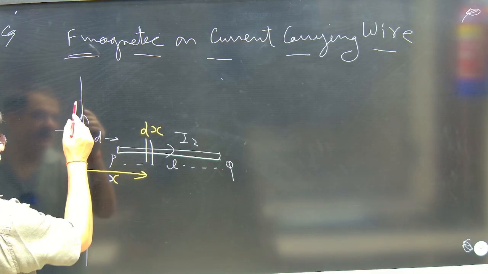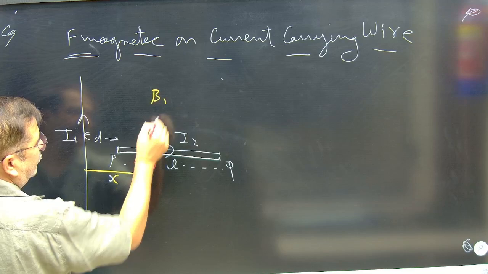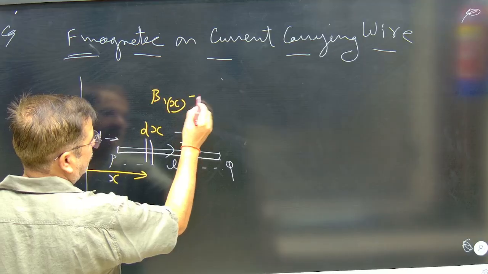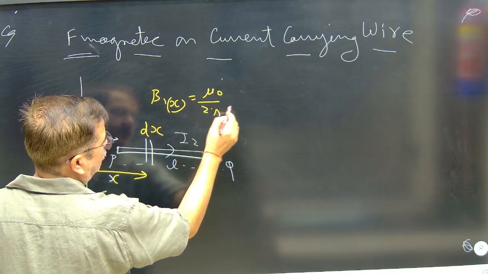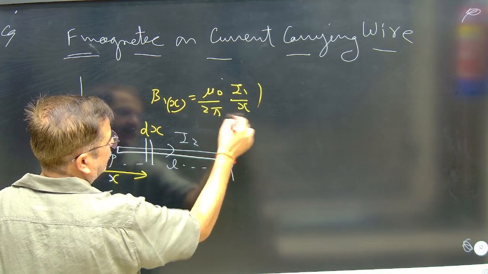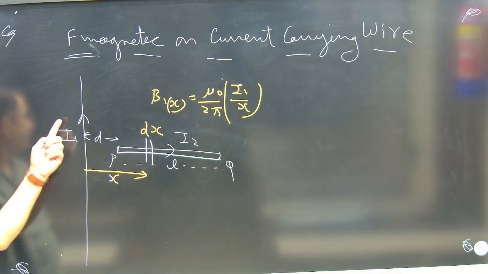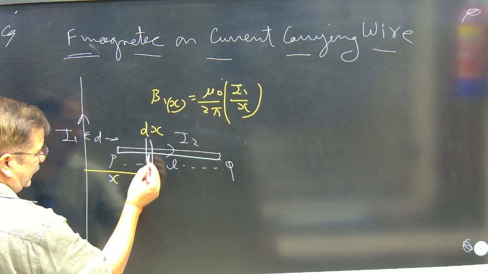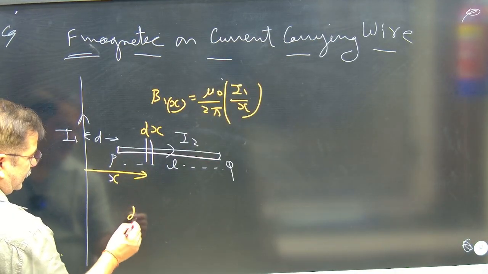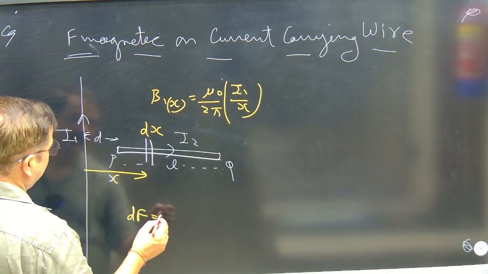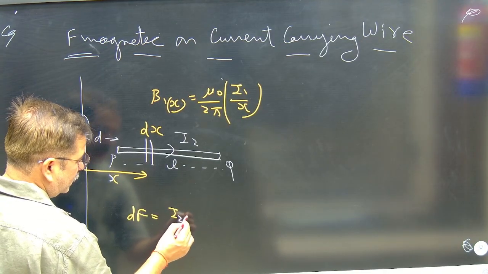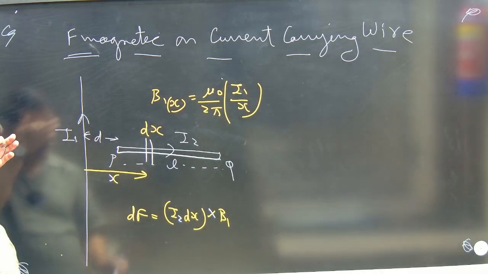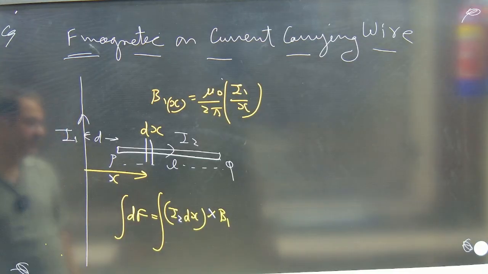Which field will we take? That of the infinite long wire. Here the field is B1. As a function of x, I can write B1 as mu naught by 2 pi times I1 by x. This is the value of the field due to this infinite long wire. The field is varying with x, so in the dx length, the force dF I will write as I2 dx cross B1, and I have to integrate this, then I will get the result.